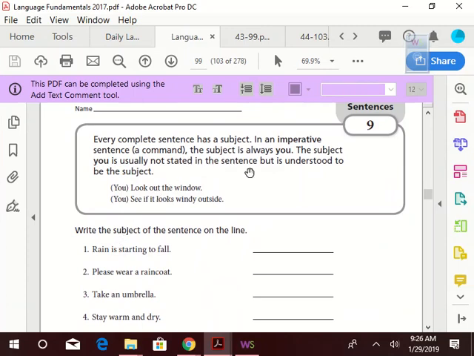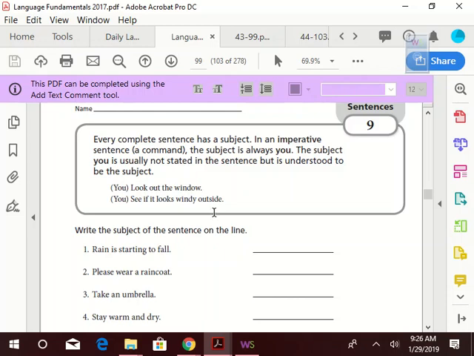In an imperative sentence, where you give a command, they're talking to you, it's written in the second person, so they're speaking directly to you, the person who's reading it. They're giving you a command, right? The subject is you. You are the subject, you understand? It's not stated in the sentence, you guys. Please wear a raincoat. Who's the subject? You are the subject.